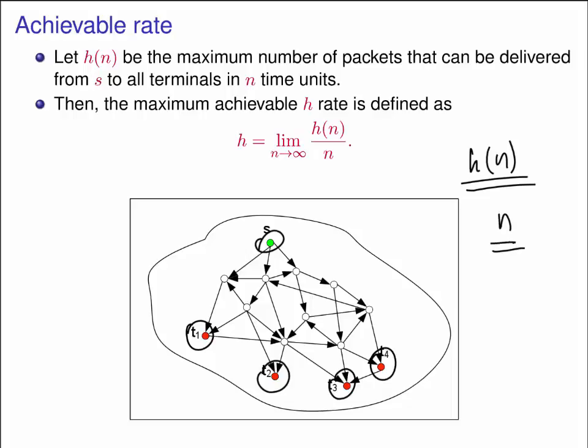So the asymptotic maximum achievable rate is defined as the limit of h of n divided by n when n goes to infinity. So when we have many rounds, how many packets can we deliver on average each round? This will be our performance metric, and this is what we will use to compare the performance of network coding techniques against traditional routing techniques.